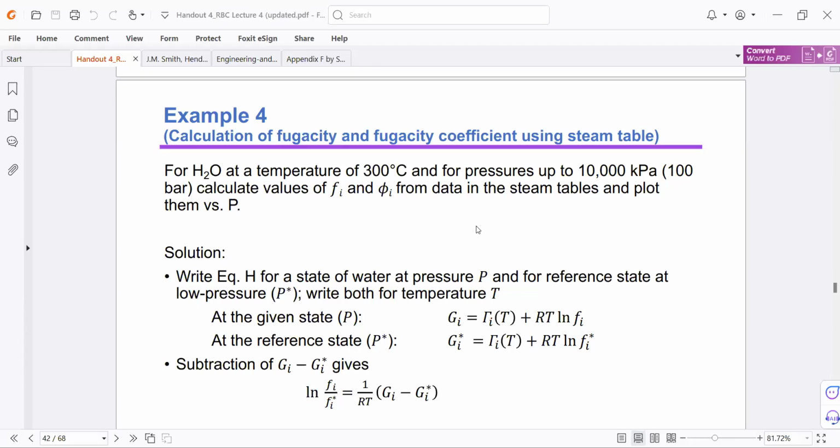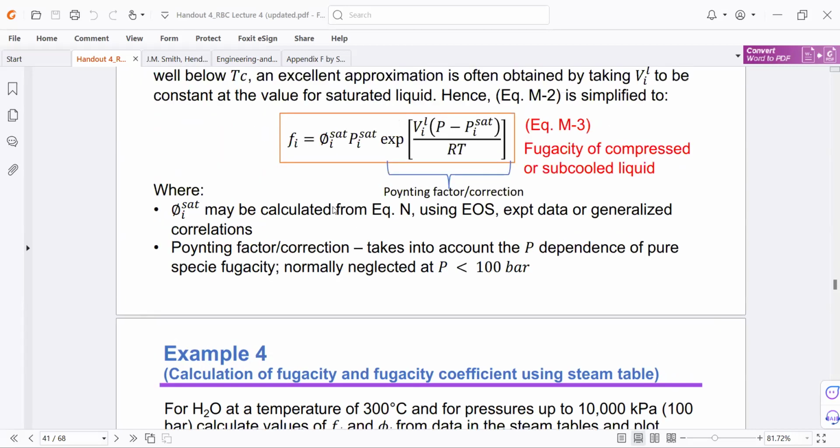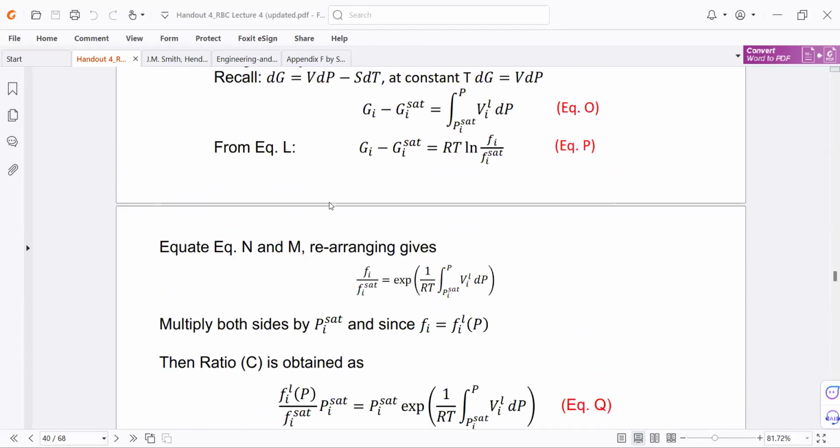Hello, everybody. So today our video will deal with the solution for example 4. But before that, let me briefly go back to what we have discussed so far.